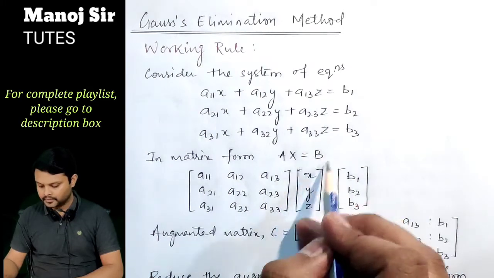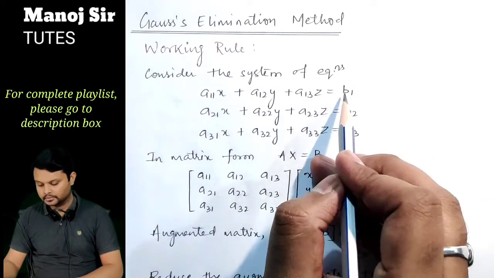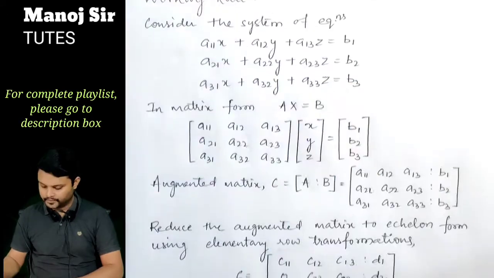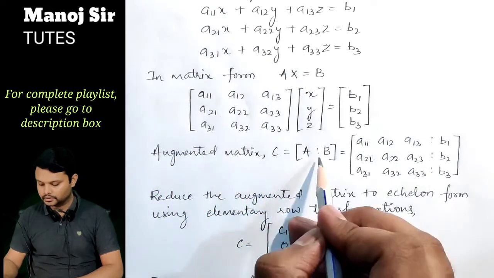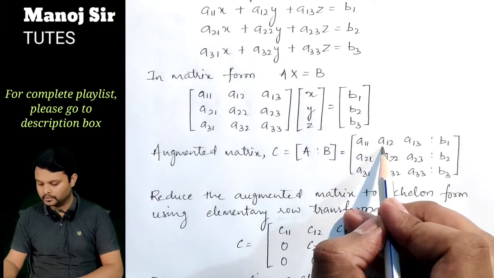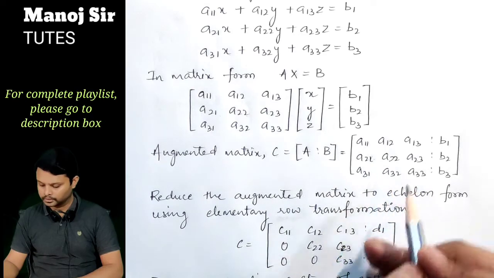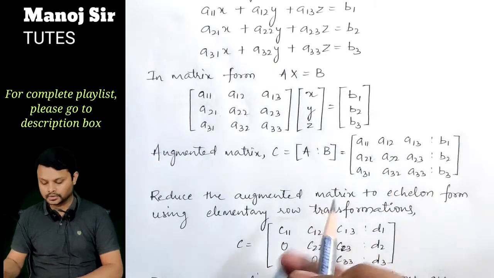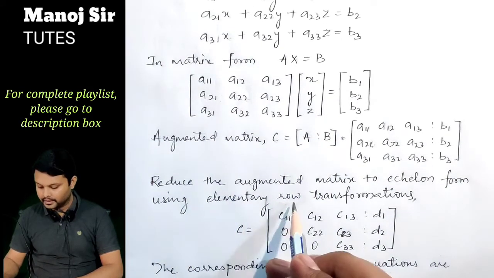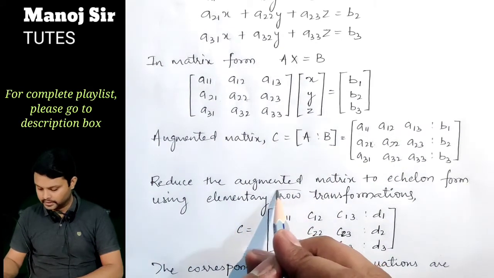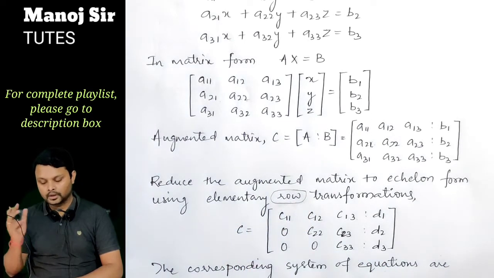Then in B we are going to write all the constants, but make sure these constants are after the equals sign. After this we have to write the augmented matrix, that is C = [A B]. So this will be a11, a12, a13, b1. In the same way you can write the other two rows. Now we have to reduce this augmented matrix to echelon form by using elementary row transformations. Here we have to apply only row transformations. It means we cannot go for column transformations.